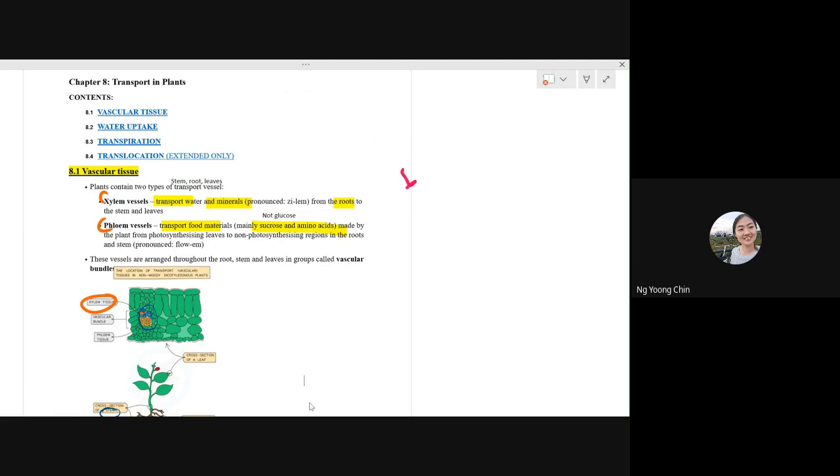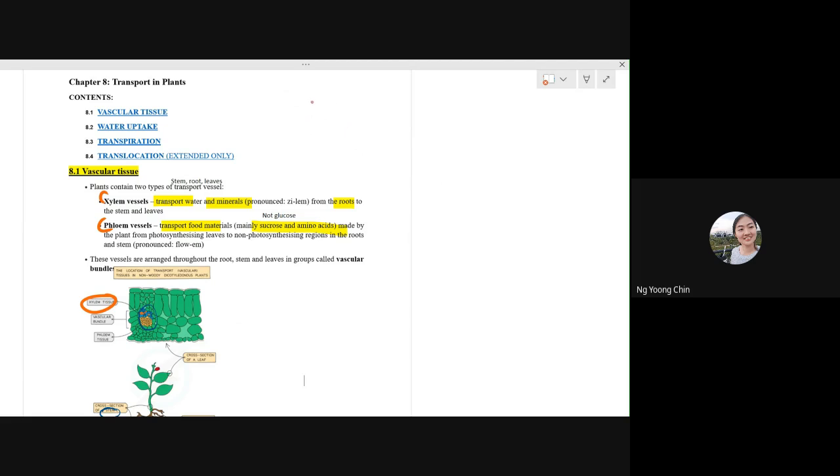When the plant is compared to humans, does the plant contain blood vessels to help transport the nutrients? They don't have. Plants do not have blood vessels like in humans. In humans we do have blood vessels, we have the artery, we have the vein to help us transport the nutrients and oxygen to our body cells. But plants don't have.